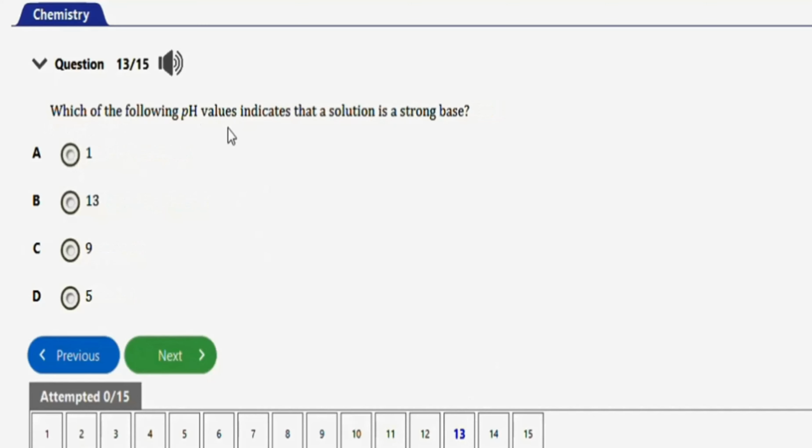It says which of the following pH values indicates that the solution is a strong base. So it will be option B, which is 13. Strong bases have a pH of 12, 13, and 14. Weak bases have a pH around 8, 9, 10, 11, thereabouts. Strong bases are around 12, 13, 14. So the right option is option B. The next question will be this one.